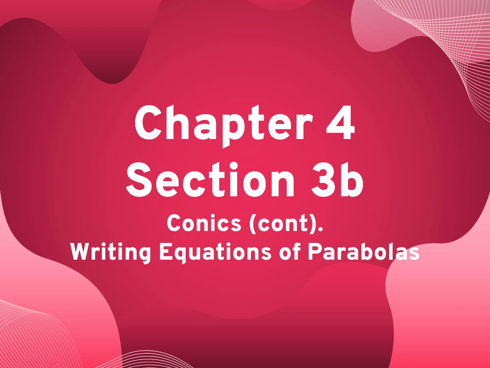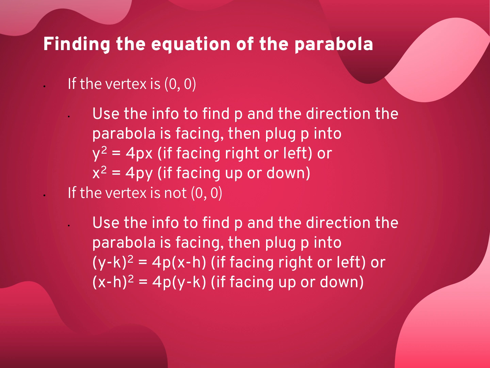Okay, so we're going to cover Chapter 4, Section 3B. Today we're going to learn how to write equations of parabolas. When you want to find the equation of the parabola, if the vertex is at the origin at 0, 0, we're going to use the information that's given to find p and find the direction of the parabola, which way it's facing. And then we'll plug p back into the equation.